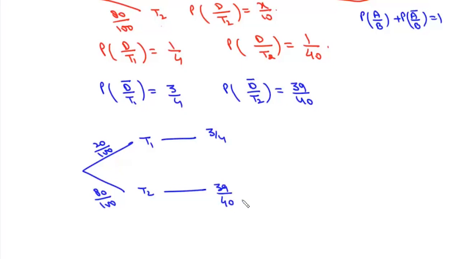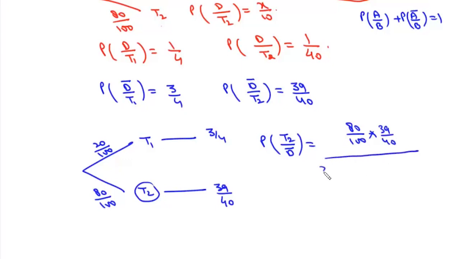Now, if it is non-defective, find the probability that it has come from T2. So we have to find this conditional probability that if it is not defective, it has come from T2. So we'll take this case in the numerator. So it will be 80 by 100 into 39 by 40, divided by 20 by 100 into 3 by 4 plus 80 by 100 into 39 by 40.